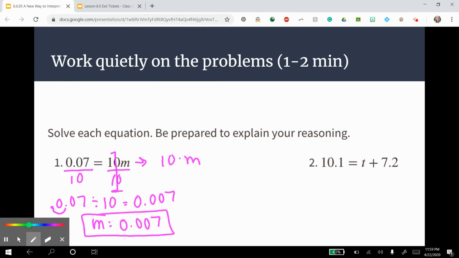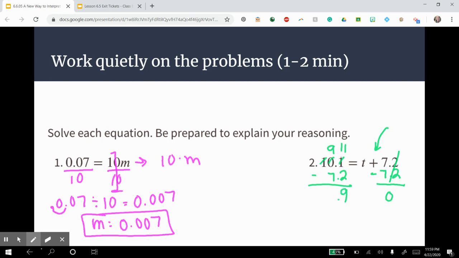Okay, let me change my color for the next one. For this one, I'm using addition here, so I'm going to use subtraction as the opposite operation to solve. Remember, we always use the opposite operation. The opposite operation of addition is subtraction. So I'm going to subtract 7.2 because that will cancel that out and make that a 0. Okay, so then whatever I do to this side, I have to also do to the other side. Now, to subtract from 1 minus 2, I'm going to have to regroup there. So this is going to become a 9 and 11 tenths. 11 minus 2 is going to be 9. Bring down my decimal. 9 minus 7 is 2. So I end up with t is equal to 2.9, or 2 and 9 tenths there. So awesome job if you got both of those. If not, go ahead and jot them down, and we'll move on.